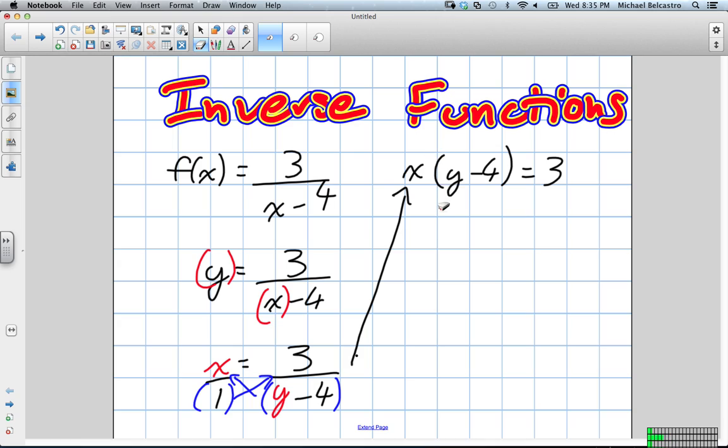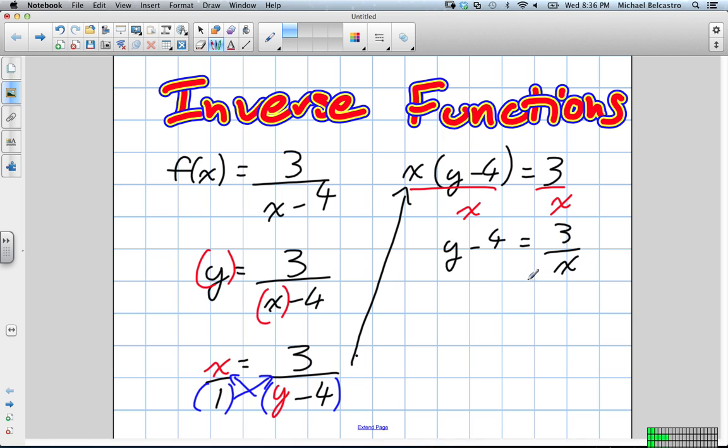We're trying to get what by itself? We're trying to get y by itself. So how can I get the x out of this one side here? Divide both sides by x. And then what are we going to have? y minus 4 equals 3 over x. Yep. And then what are we going to have? Just add the 4 on the other side. So we're going to have y equals 3 over x plus 4. Plus 4, that's right.